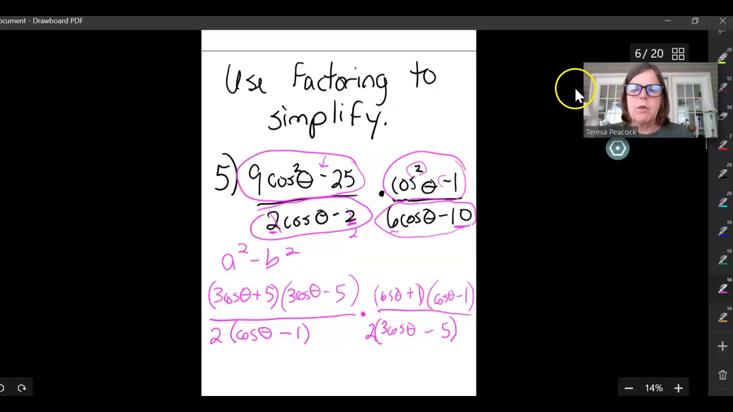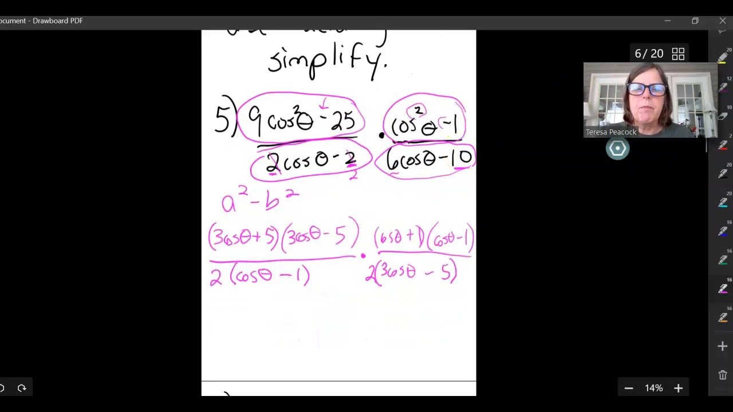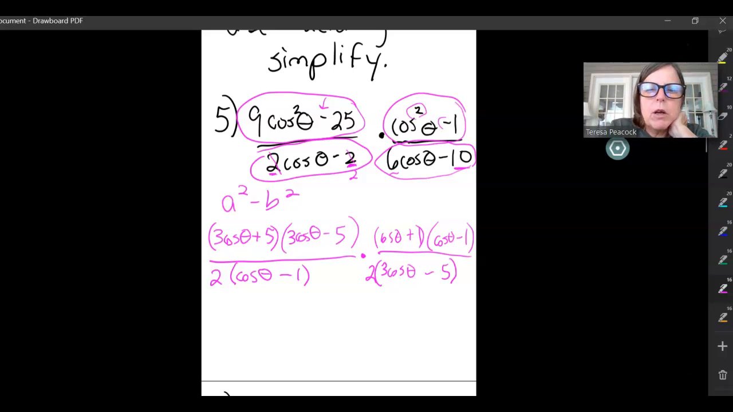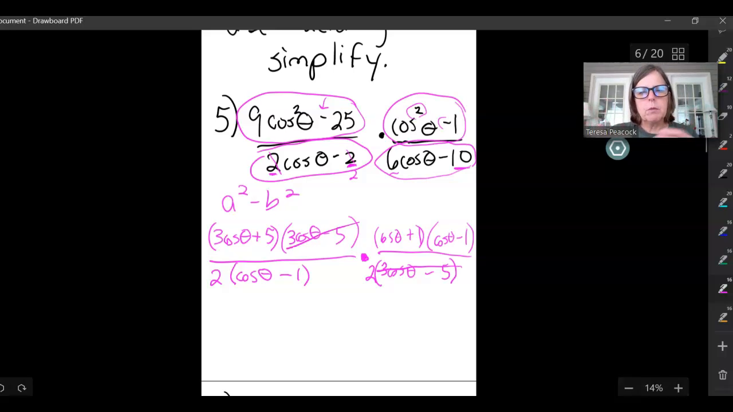So you see what I've done is I've just factored everything. So there are like 4 problems there. And then because you are multiplying here, you just cancel any factor that's common to the numerator and the denominator. So I see 3 cosine theta minus 5 can cancel out. And the reason I can do that is because that's equivalent to 1. And then over here I see cosine theta minus 1 factors out. Again, that's equal to 1, so I can take it out. I can reduce it down.